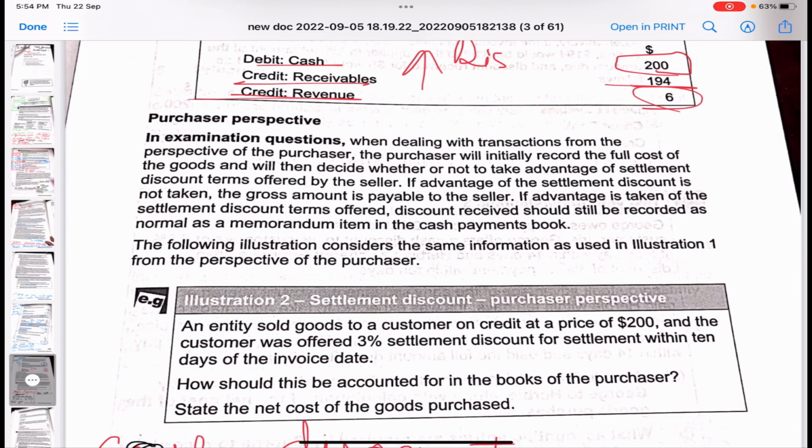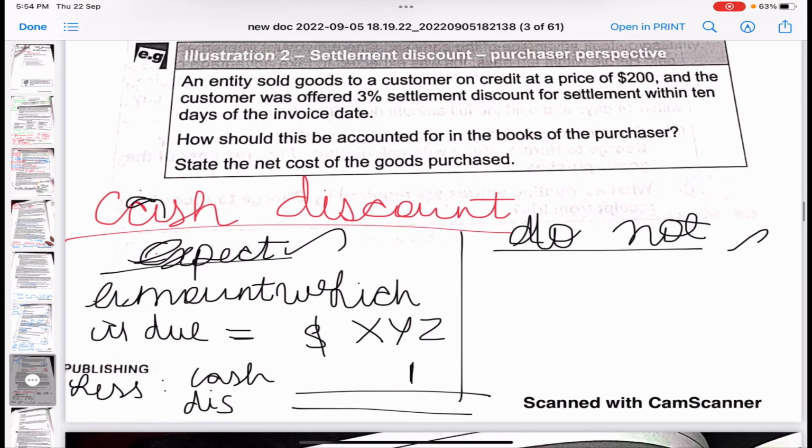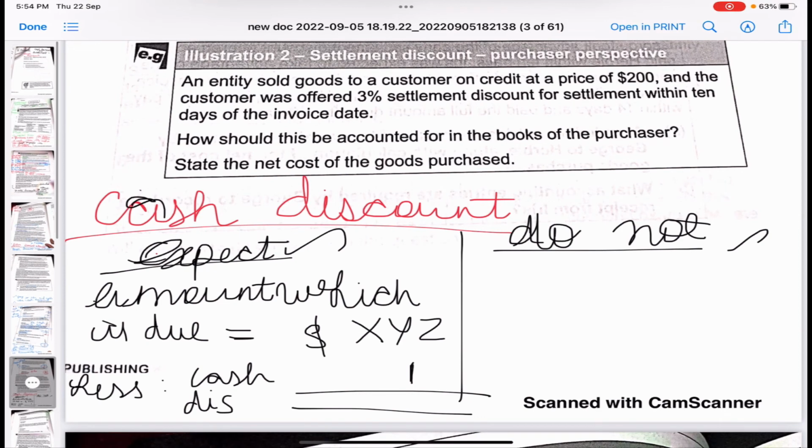Right. So when dealing with the transactions from the perspective of a purchaser, the purchaser will initially record the full cost of the goods and will decide whether or not to take the advantage of settlement discount terms offered by the seller. If advantage of the settlement discount is not taken, the gross amount is payable to the seller. If advantage is taken of the settlement discount, the discount received should be recorded as a memorandum. So now let's see the illustration and then we will come back to this.